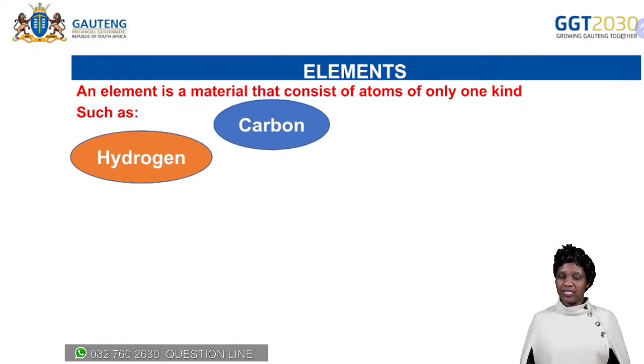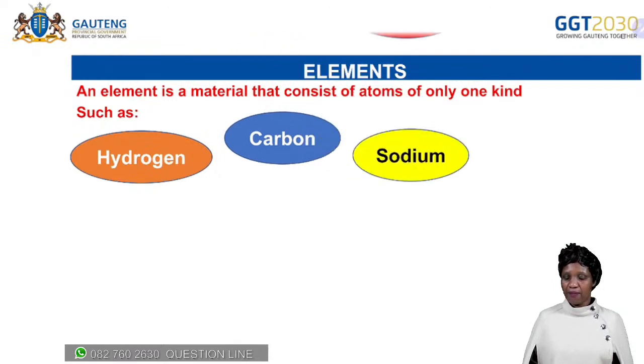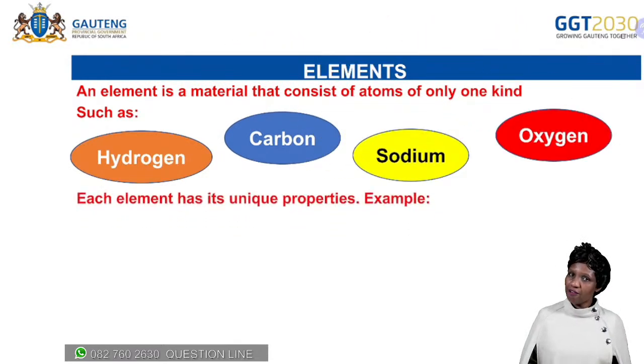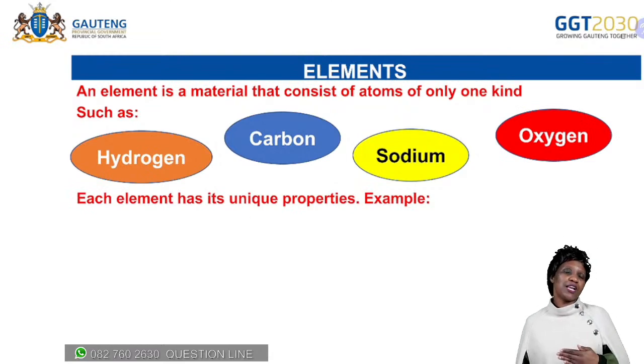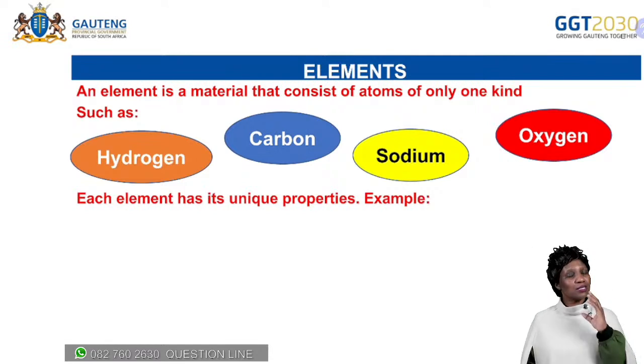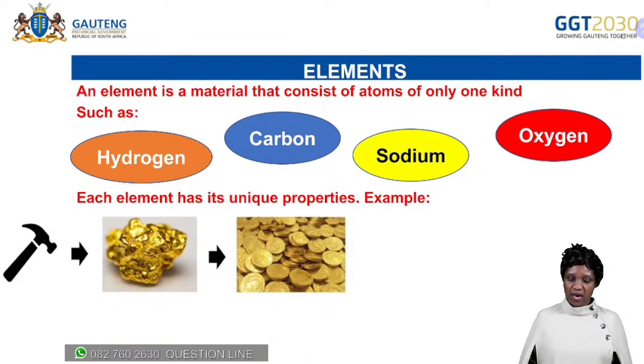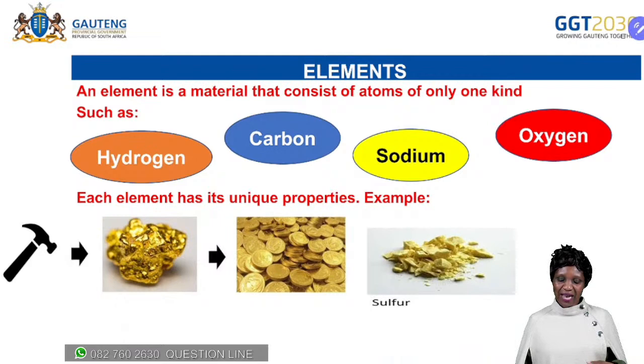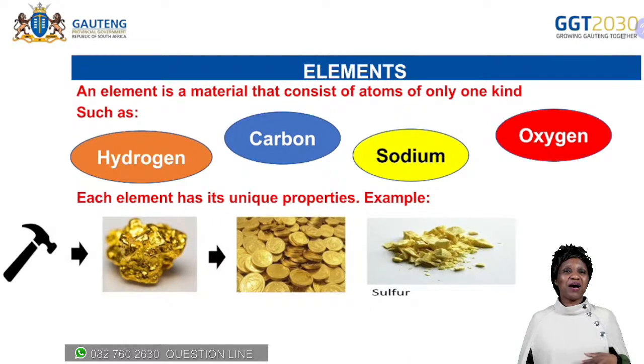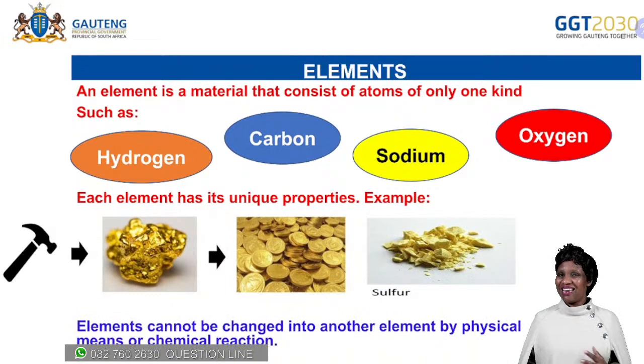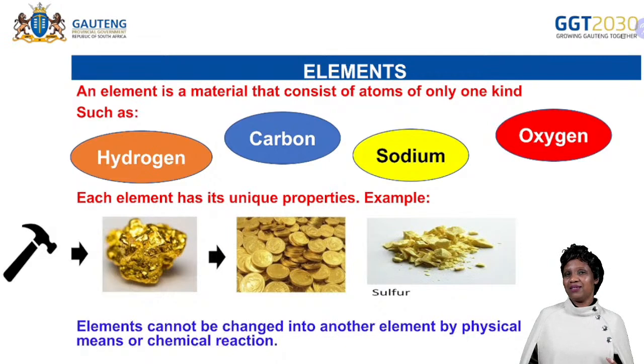And then we've got different elements. We've got hydrogen, we've got carbon, we've got sodium, and we also have oxygen. These are different elements. They are different. They've got different names. They've got different chemical symbols. They've got different atomic numbers and different atomic mass. Each element has its unique properties. These are the unique properties. Some are malleable, some are ductile, right? Some are brittle. We've got quite a number of different properties that these elements possess.